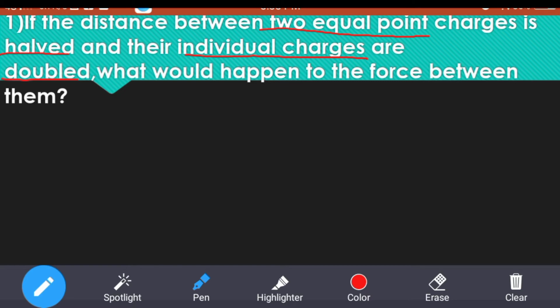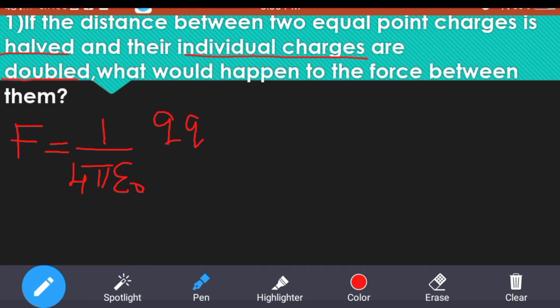Now we are aware from Coulomb's law that force is equal to 1 by 4 pi epsilon naught, and the two charges here are equal point charges, so we take both charges as q. The distance is normally taken as r, and the term comes as r square.